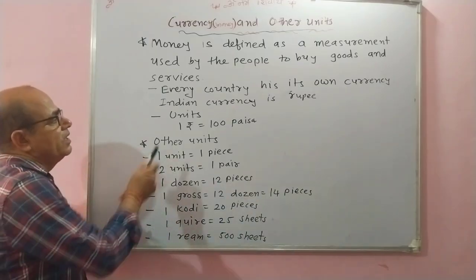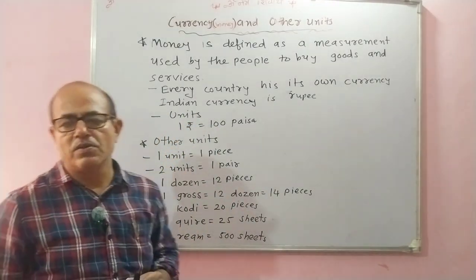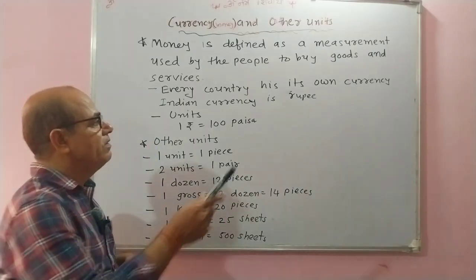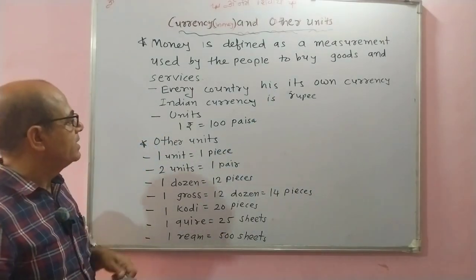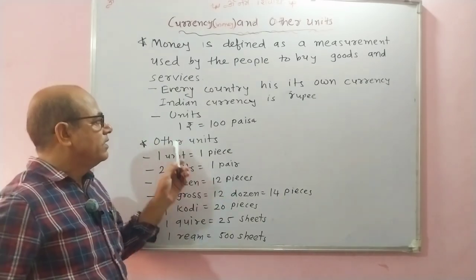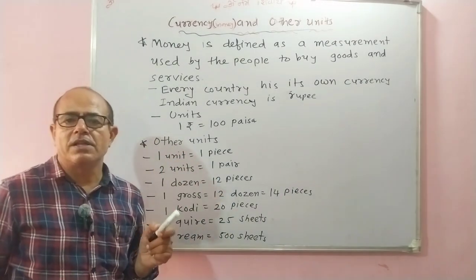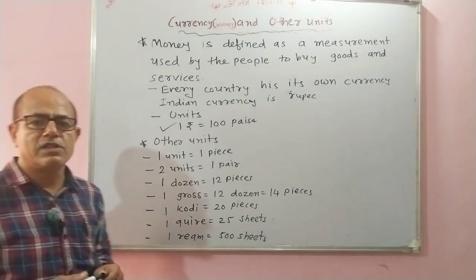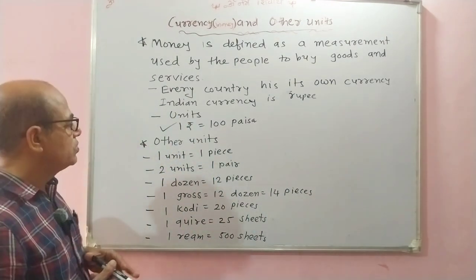In India, every country has its own currency. America has the dollar, and we have the rupee or paisa. So units: 1 rupee is equal to 100 paisa. 1 rupee has 100 paisa, right? So you have to remember this while converting money to rupees or rupees to money.